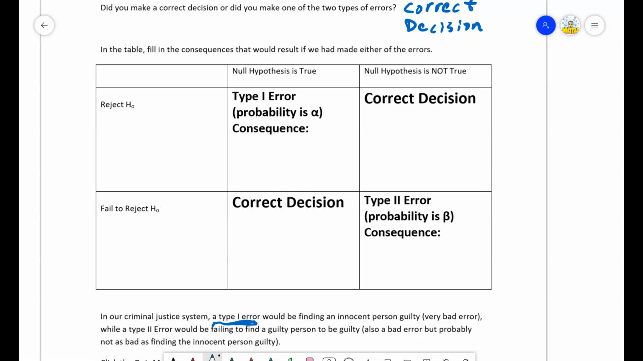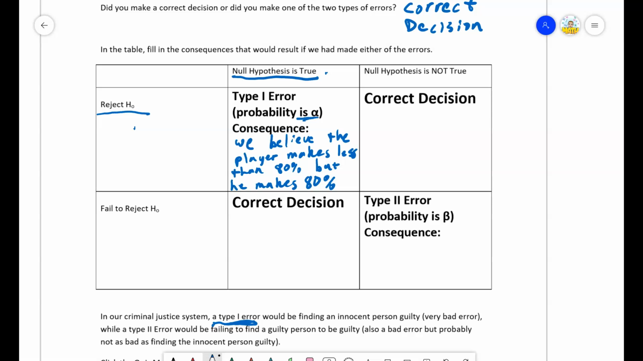So if the null hypothesis is true, if the shooter is actually 80%, and we conclude that he's not, that's a type 1 error. If the defendant is actually innocent, and we conclude that he or she is guilty, that's a type 1 error. It's the most egregious. The probability of this is alpha, okay? The consequence in this context would be that maybe the player has to practice more, or we believe he's not an 80% shooter, and he is, right? So we conclude that this player makes less than 80%, but the truth is he actually is an 80% shooter, okay? No consequence to a correct decision, right?